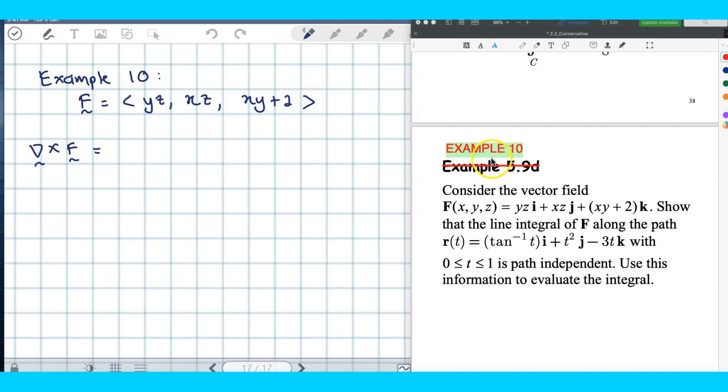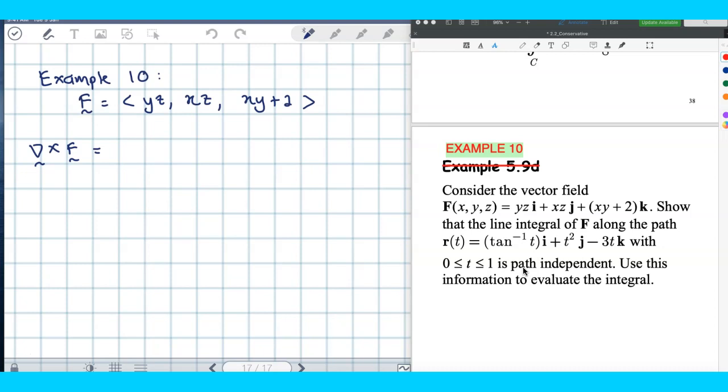Okay, so next example then. Consider the vector field F. Show that the line integral of the given vector field along the path given by the vector R(t), where t is 0 to 1, is path independent.